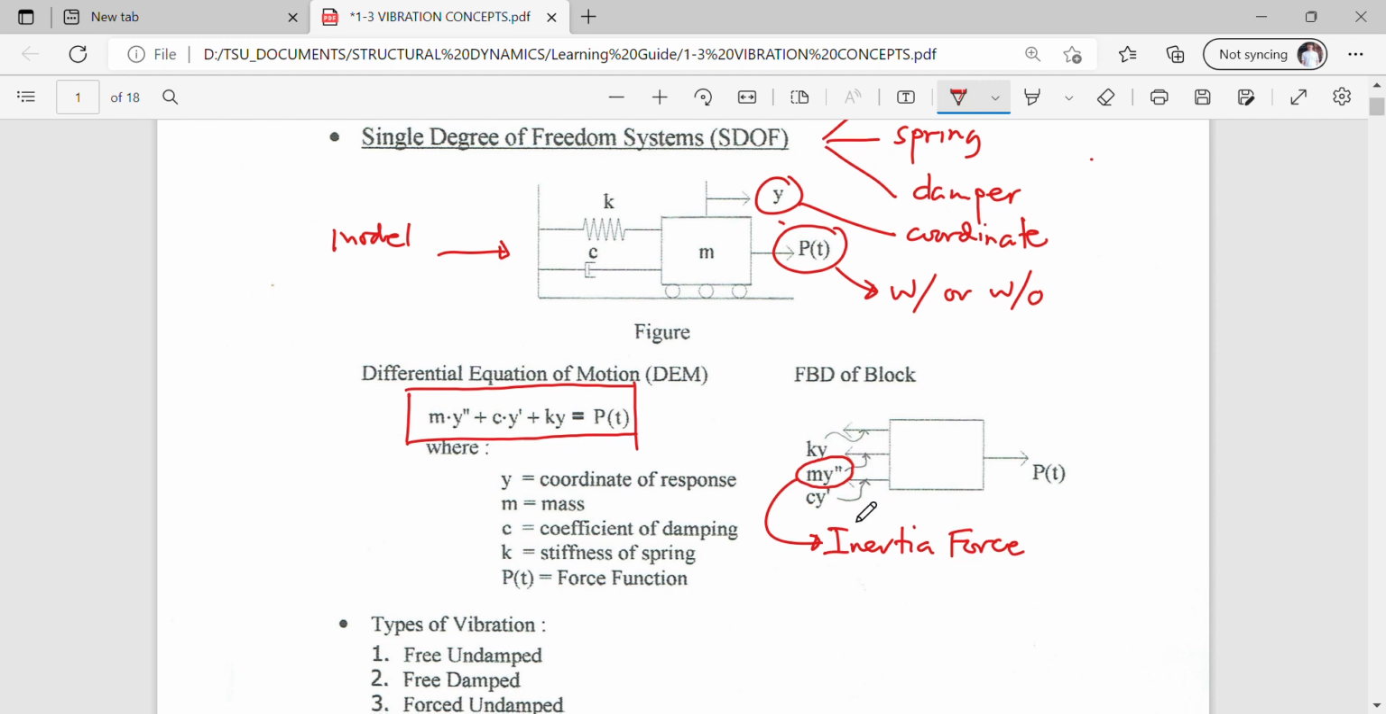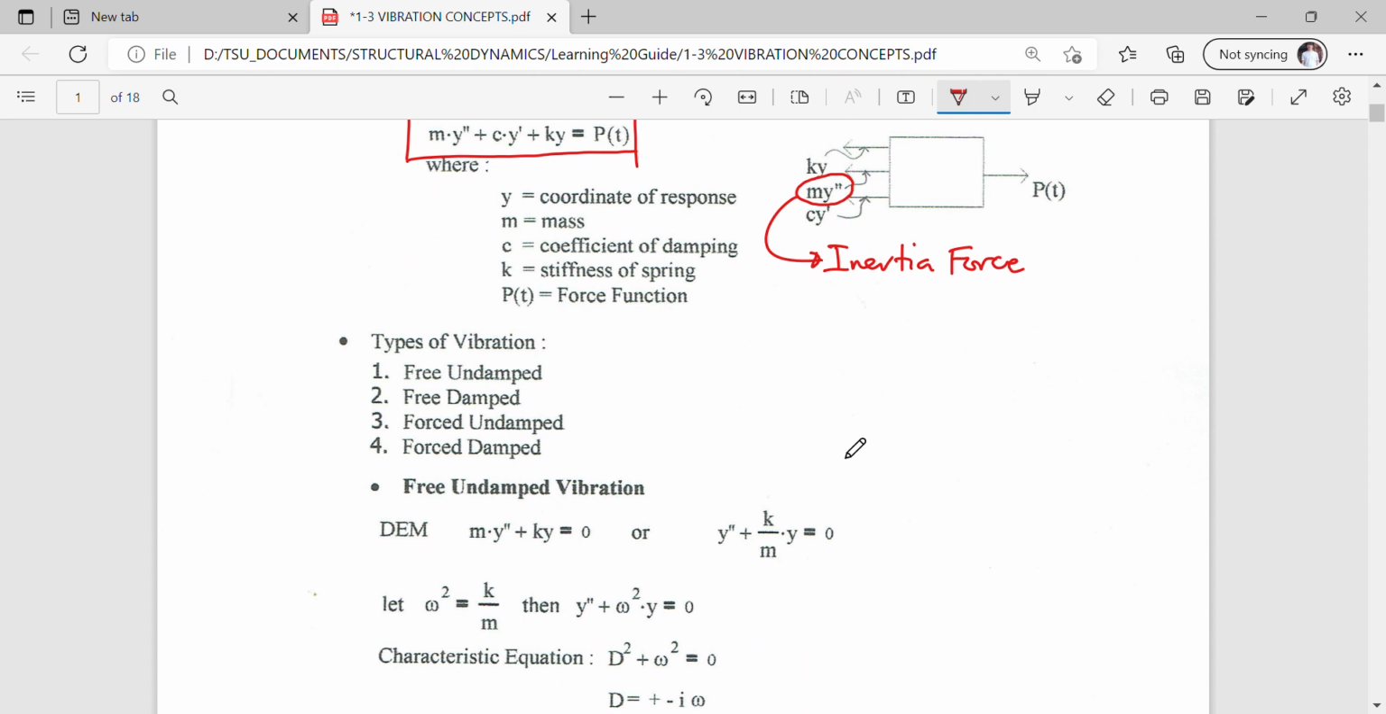There are 4 types of vibration to consider here in our system, and we will tackle them one by one. The first type is the free undamped system of vibration. In the free undamped system, we consider the force P as a function of time to be equivalent to 0. Since we are now in dynamics, we have to be accustomed to using variables as functions of time. In general, the system is time dependent.